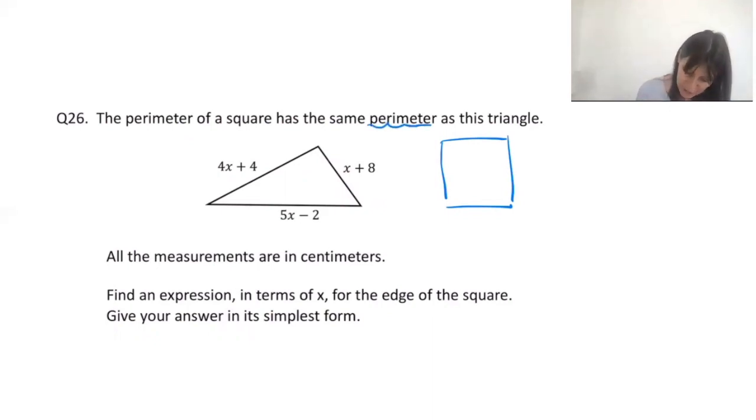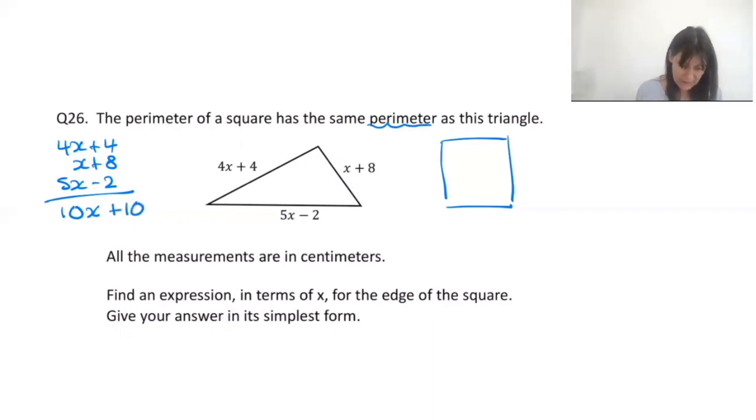So I have got 4x plus 4x plus 8 and 5x minus 2. So I've got a total of 10x and a total of 10 going on there. Have I done that right? Yeah. 10x plus 10.